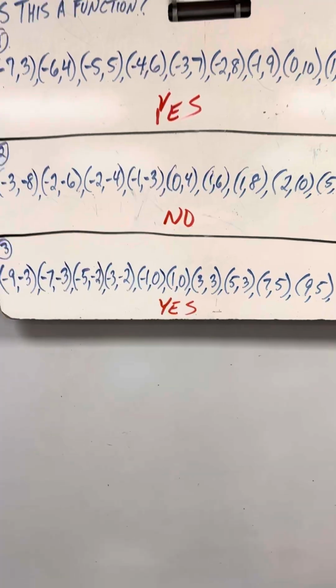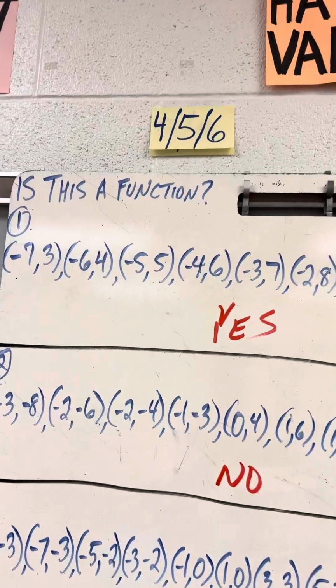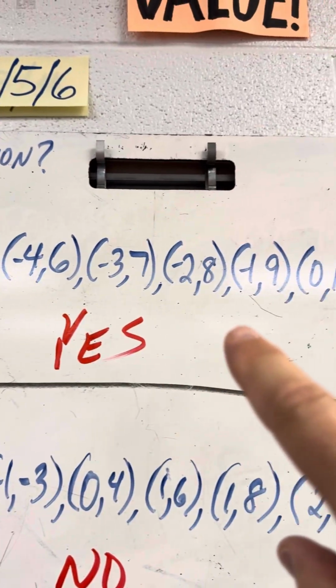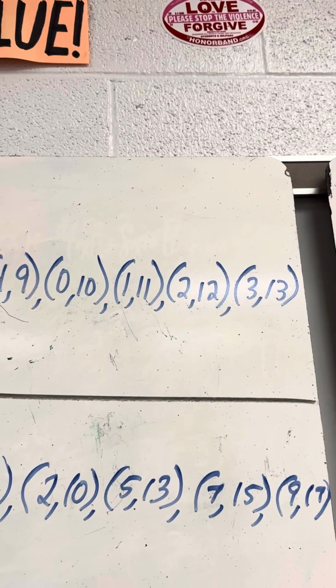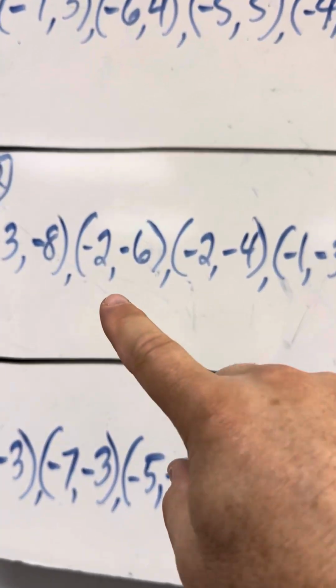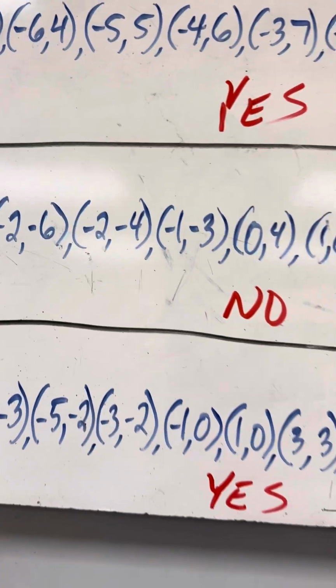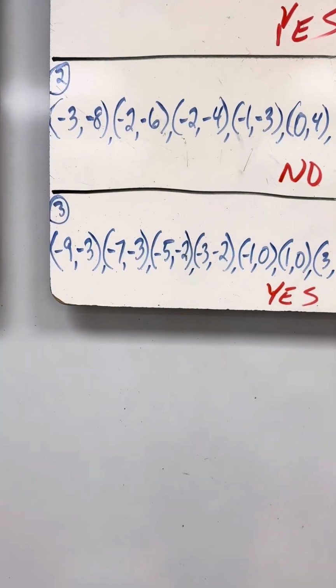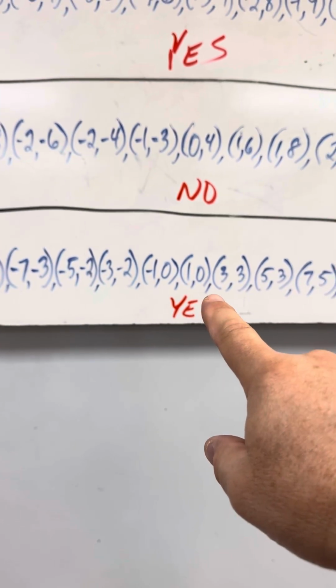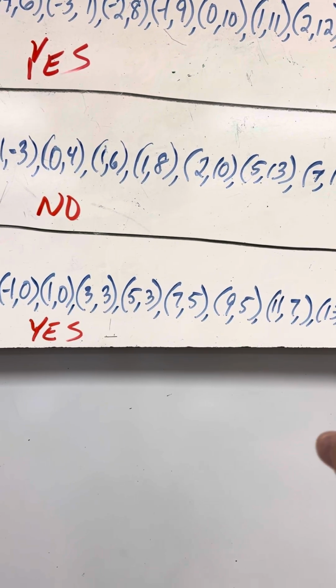okay? All right, is this a function? Yes, you have -7, -6, -5, -4, -3, -2, -1, 0, 1, 2, and 3. Function. Is this one a function? -2, -2, repeat. No, not a function. Is this a function? Yes, -9, -7, -5, -3, -1, 1, 3, 5, 7, 9, 11, 13.